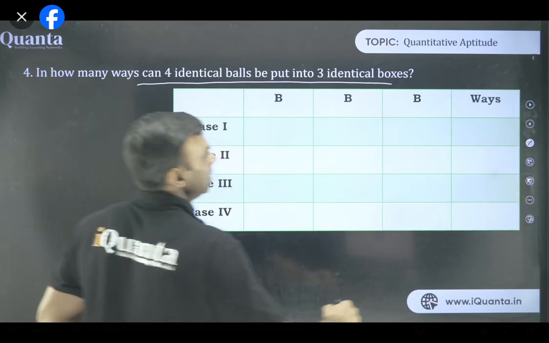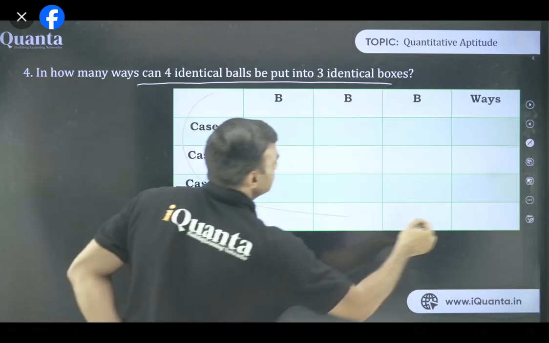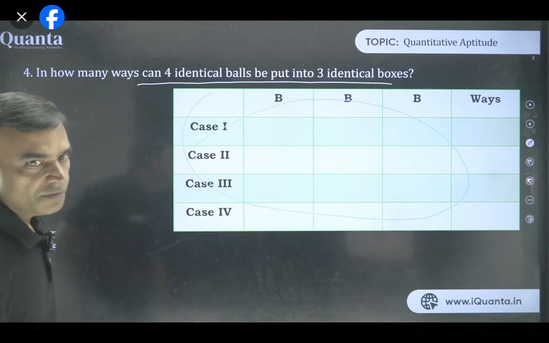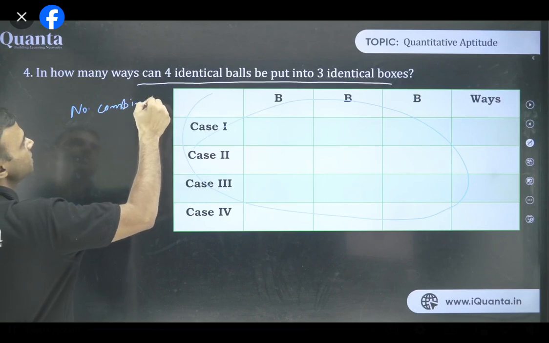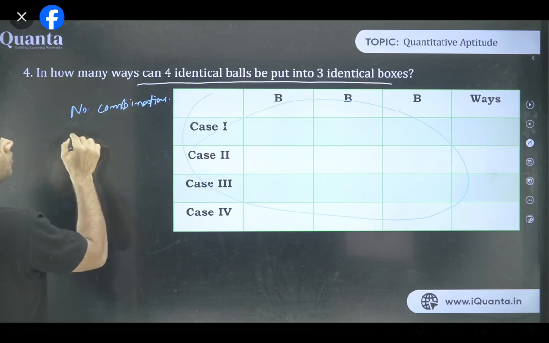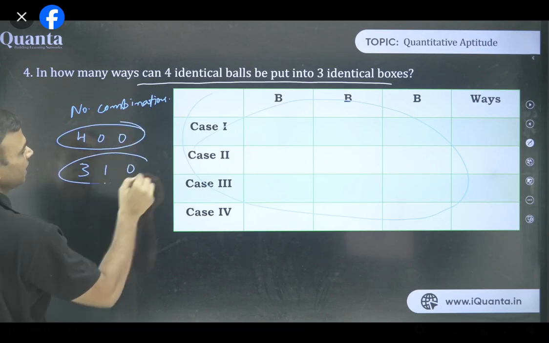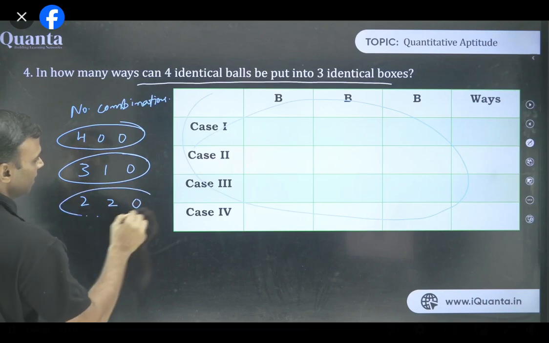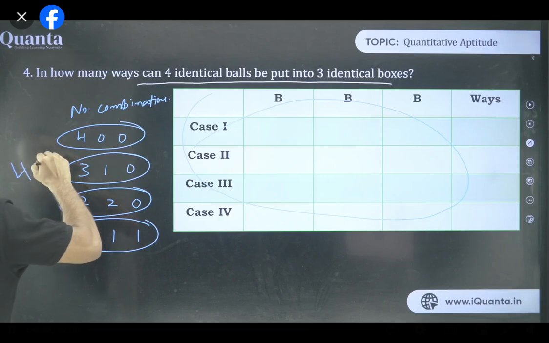You will only need the division into number combinations. So you don't need the box, right? Do we need the box? No. We just need the number combinations. And that is 4, 0, 0. This is one way. 3, 1, 0. This is another way. 2, 2, 0. This is another way. This is 2, 1, 1. This is another way. So answer would be 4 ways.